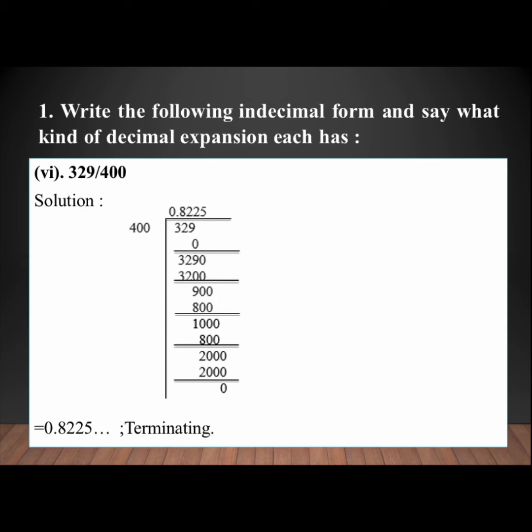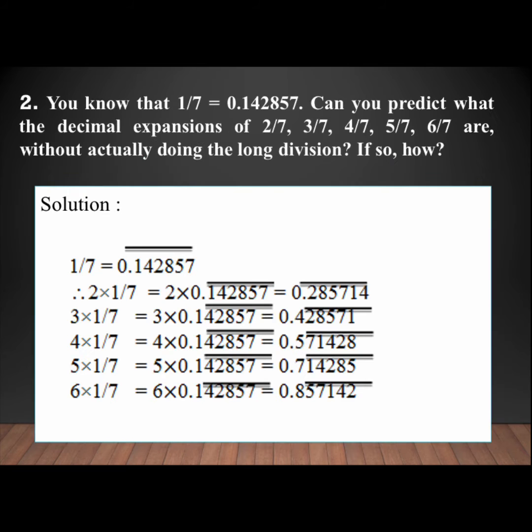Now moving forward to the second question. It says we have 1 by 7 equals 0.142857. Can we predict what the decimal expansions of 2 by 7, 3 by 7, 4 by 7, 5 by 7, 6 by 7 are without actually doing the long division? If so, how? Now, as we know, 1 by 7 equals 0.142857 bar.